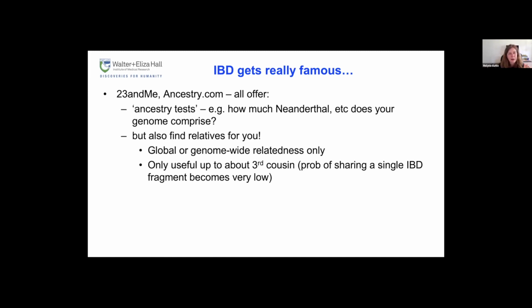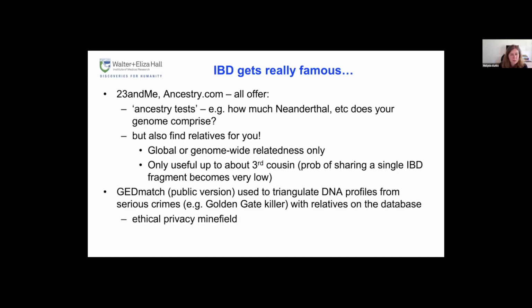But these companies also offer to find genetic relatives for you. And the way they do that is through these method of moments estimators. So they basically look at global or genome-wide relatedness. And again, as I have showed before, really they lose their sensitivity due to the dropout. The probability of finding a region by chance is very low once you get to relationships that are more distant than third cousins. But these techniques really work, and they have permitted many individuals around the world to find genetic relatives.